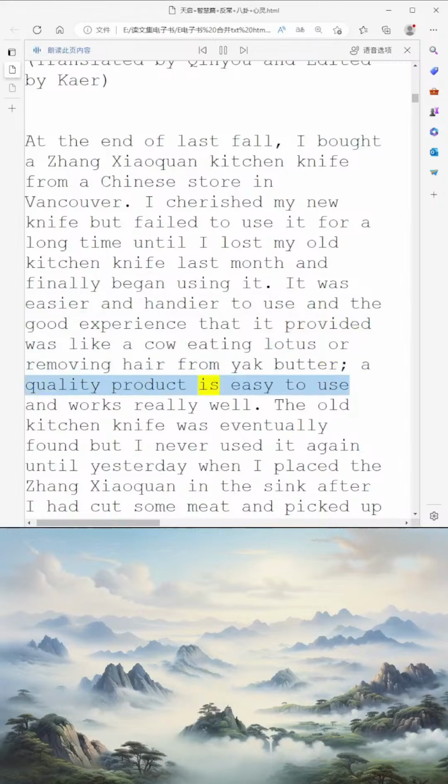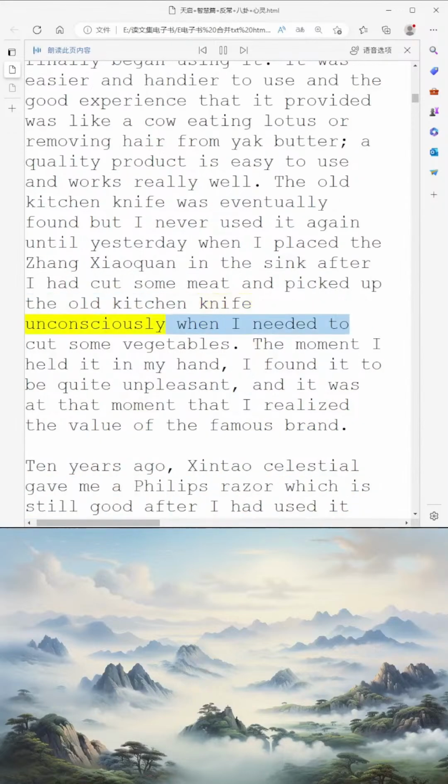A quality product is easy to use and works really well. The old kitchen knife was eventually found, but I never used it again until yesterday when I placed the Zhang Shaoquan in the sink after I had cut some meat and picked up the old kitchen knife unconsciously when I needed to cut some vegetables. The moment I held it in my hand, I found it to be quite unpleasant, and it was at that moment that I realized the value of the famous brand.